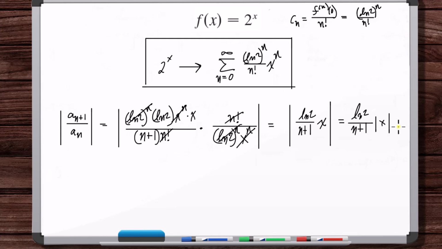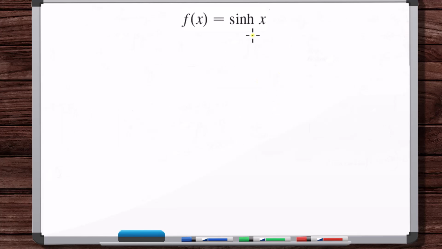That's always positive. So what is the limit as n goes to infinity of this? Well, natural log of 2 over infinity goes to 0, so this is 0 for all x, which is always less than 1, so the radius is infinity. Okay, let's find the Maclaurin series for hyperbolic sine.